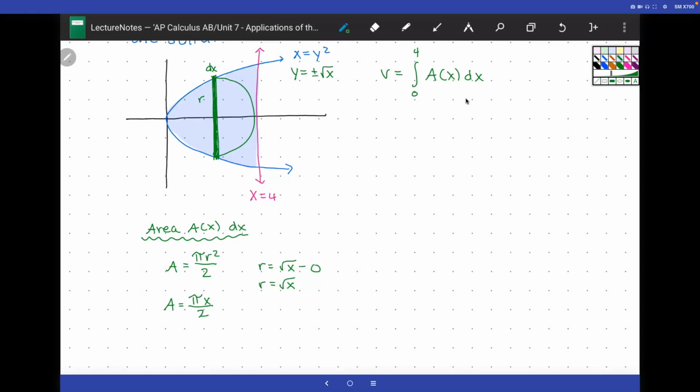Because now, we're ready to go back to our integral. So the volume is the integral from 0 to 4 of pi x over 2 dx. And now we're on the home stretch.